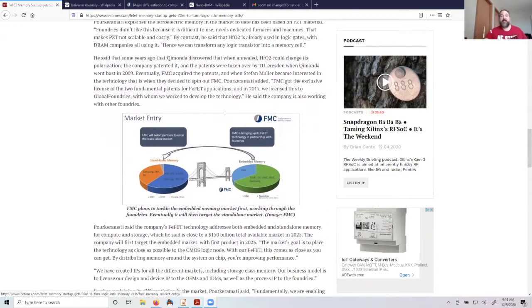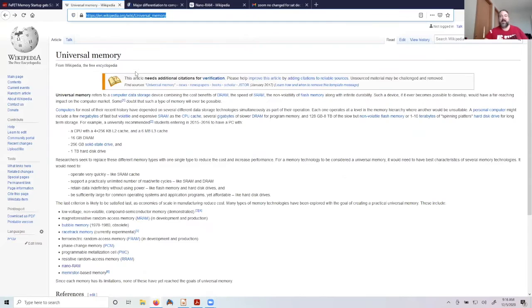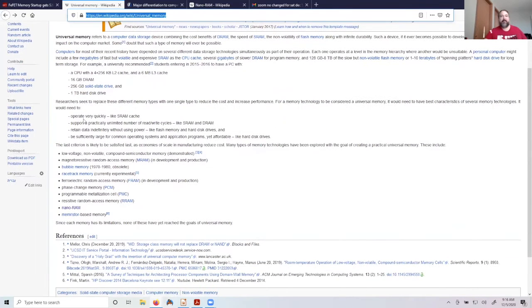But for some of your audience who may not be familiar with what universal memory is in general, because the concept has been around a long time, a quick search of the internet for universal memory will show it, and I have the references that I sent you. Universal memory has the following attributes. It's going to be operating very quickly, like SRAM. That's static memory, the fastest memory we have, and it's down at the low level.